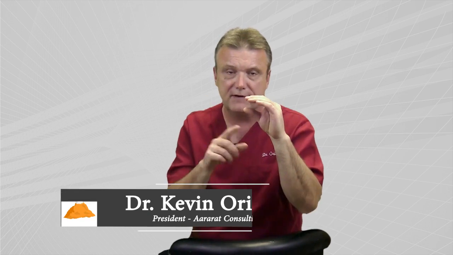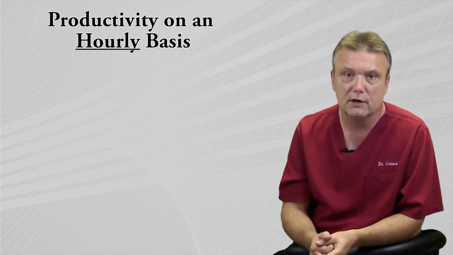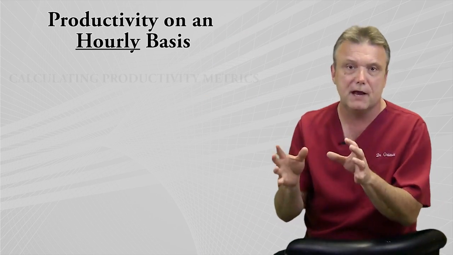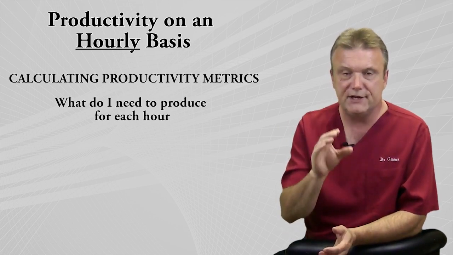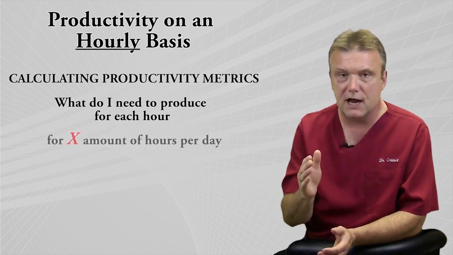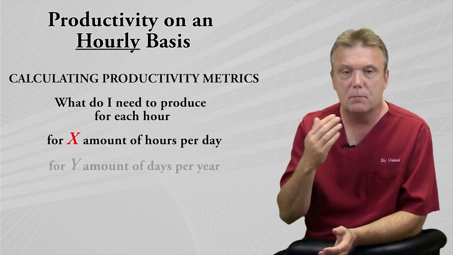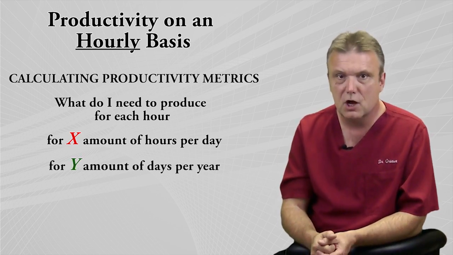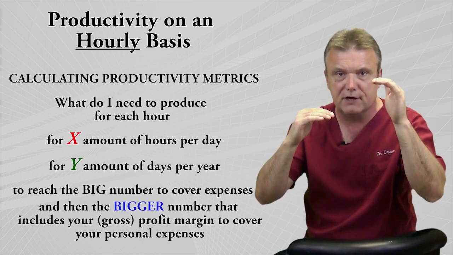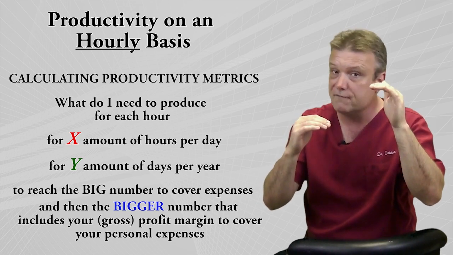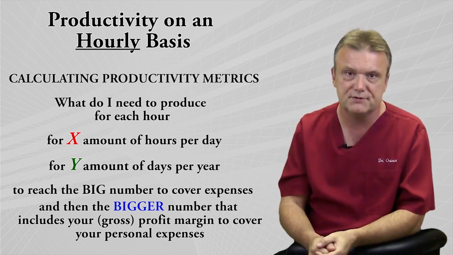Okay, so when we look at productivity as a function of the amount of fees generated divided by time, what we're really looking at is productivity on an hourly basis. In other words, you set a metric as to what you need to produce in each hour, for so many hours per day, for so many days per year, to reach that big number, which is all of your expenses and a little more than that, your bigger number, so that you have a profit, not a loss, so you can pay your personal expenses.